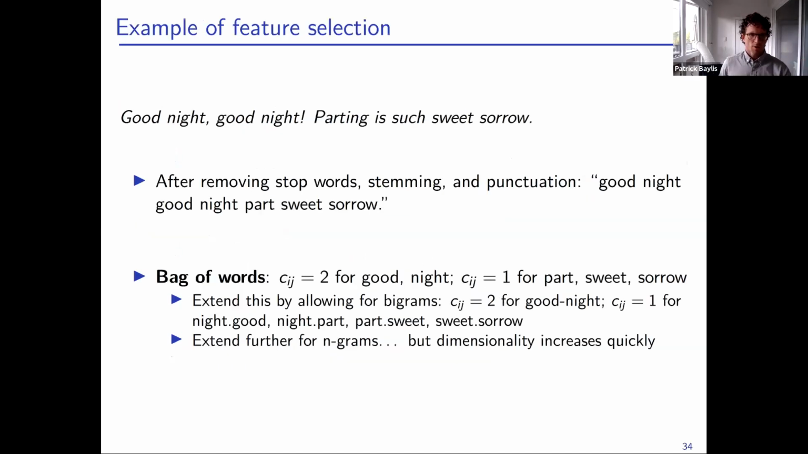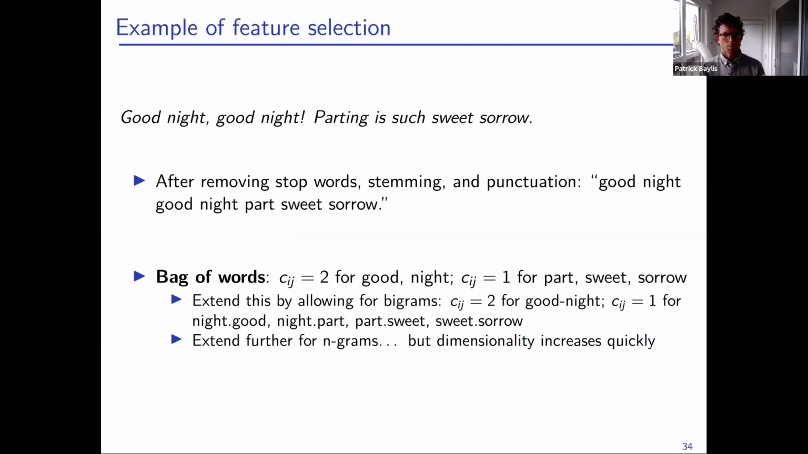So just to give you an example of feature selection, and again, this is from the Gentzkow, Kelly, and Taddy paper. Good night, parting is such sweet sorrow, from Romeo and Juliet. After removing stop words and stemming and punctuation, what we would be left with would be just good night, part, sweet sorrow. All right, so you can see where the stemming has happened on parting. I shouldn't have left that period there because I said I removed punctuation, but you get the idea.